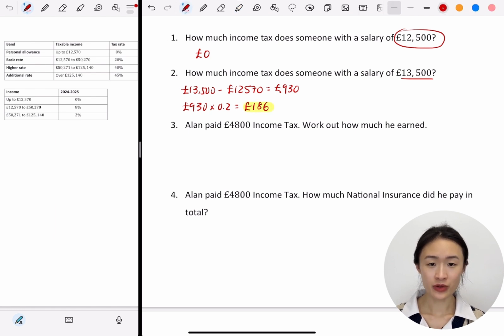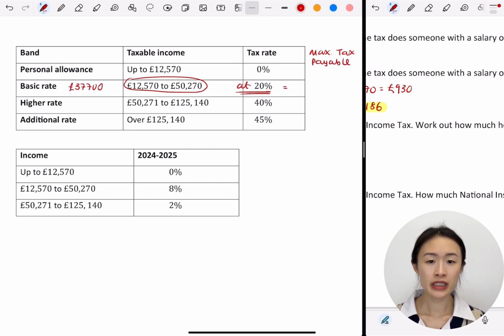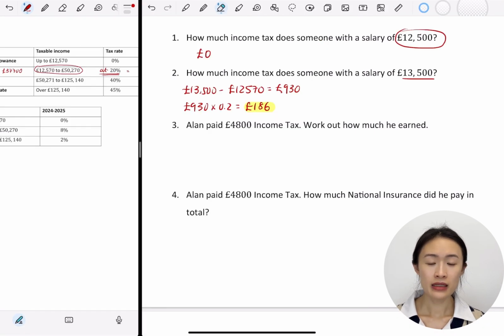Okay, next question, question 3. We are told that Alan paid 4,800 income tax, and we wanted to work out how much he earned. We won't be able to tell immediately which rate Alan is paying. So what we can do is, looking at the table, we can work out that the next 37,700 is taxed at 20%. Now 20% of that amount is 7,540. Now Alan's income tax is below this, so we know that his rate is 20%.